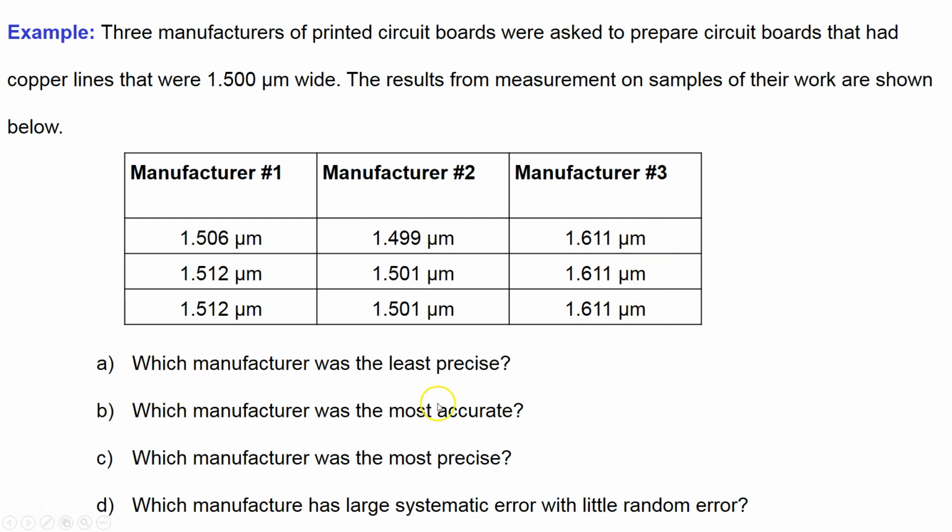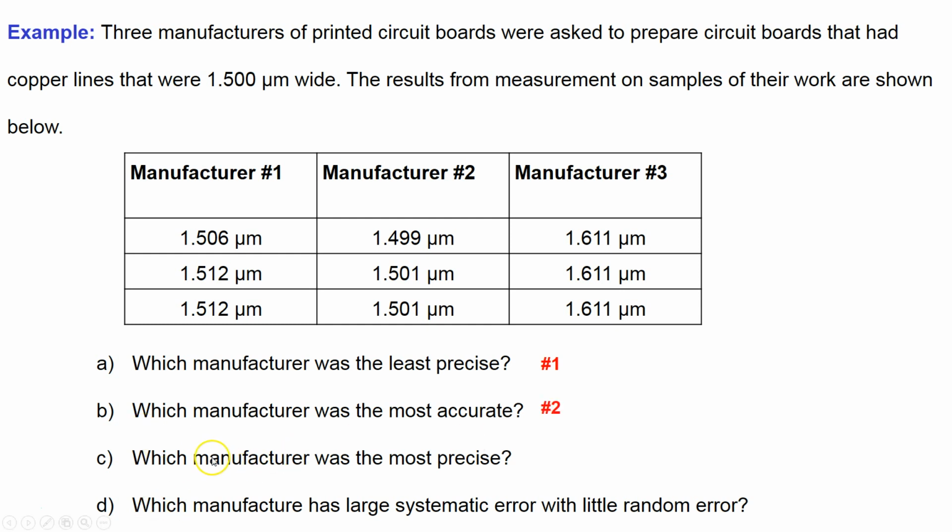So if we think about this, which manufacturer was the least precise? That means which one had the greatest spread amongst their measurements, and it's pretty clearly number 1. They're spread by as much as 0.006. So that's going to be manufacturer number 1. Then it says, what manufacturer was the most accurate? Well, this guy was up to 0.012 away from the desired value. These were all within 0.001 of the desired value, and these were way off. So it's going to be number 2 that is the most accurate, that's closest to the desired value.